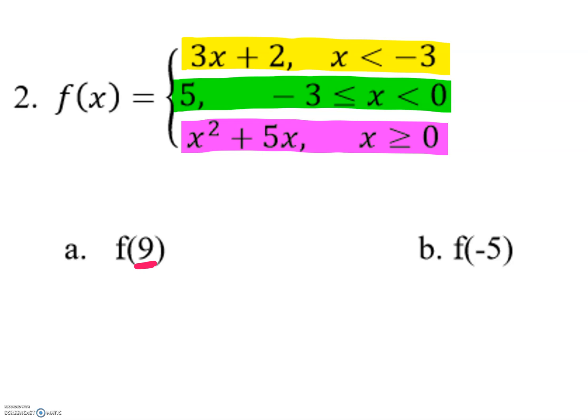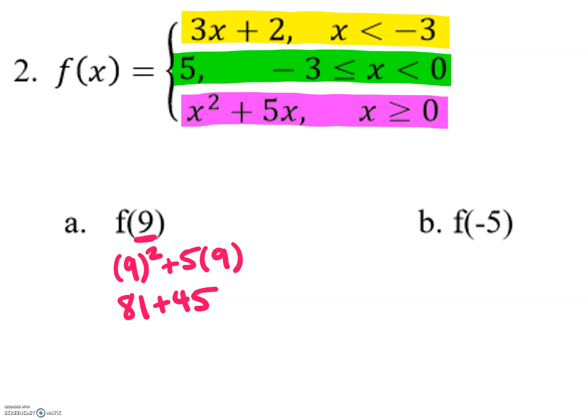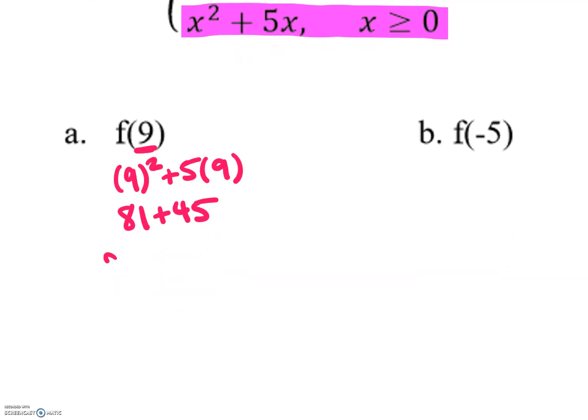So that means every time I see an x, I'm going to replace it with a 9. So x squared, so 9 squared plus 5 times 9. So what are we going to get? 81 plus 45, that's going to give us f of 9 is going to equal 126.